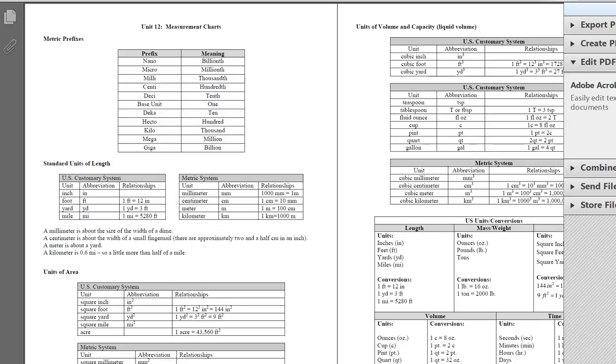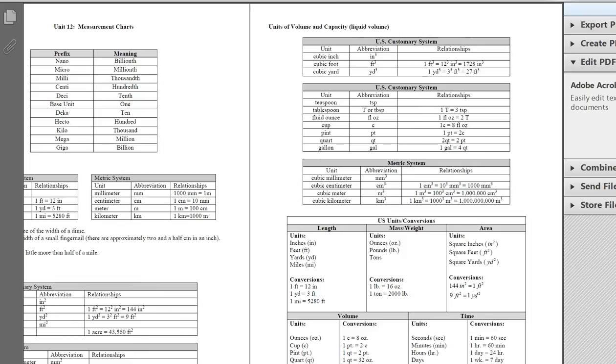Okay. So first, let's look at this sheet. And these are a bunch of charts from your media lesson packet. And here are some measures of units of volume and capacity. So we think of capacity as liquid volume. Okay. So one way to think of it is thinking of all of the cubes, okay, and what the length of the cubes are.